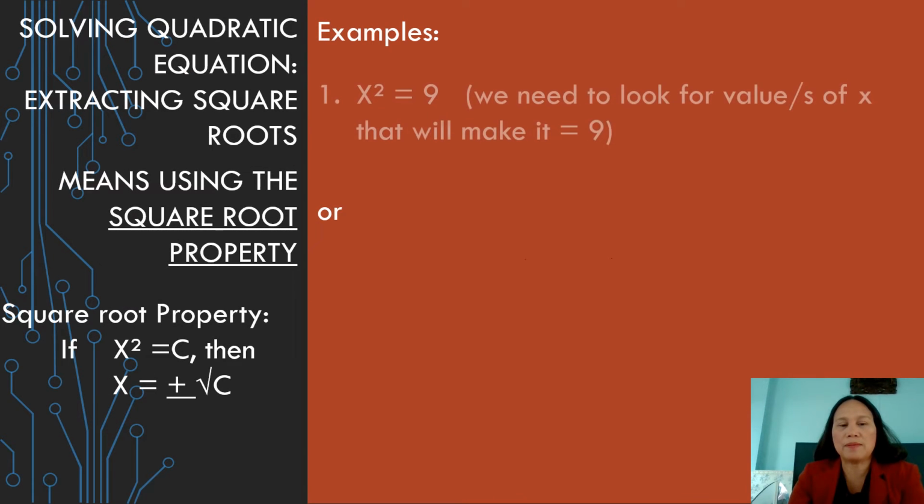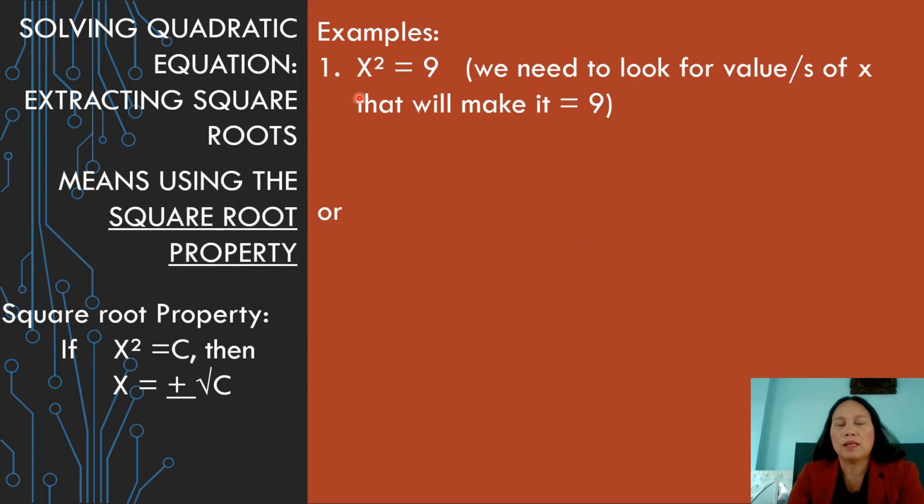Let's have an example. We have x squared is equal to 9. By just looking at this equation, we need to look for the value or values of x that will make it equal to 9. So what should be the value of x that if you square it, the result is 9? Think about it. What about 3?